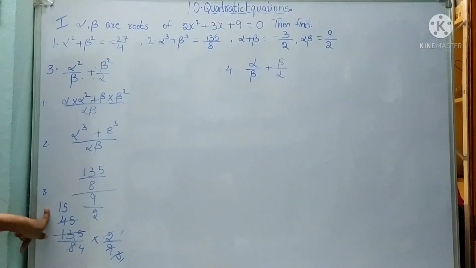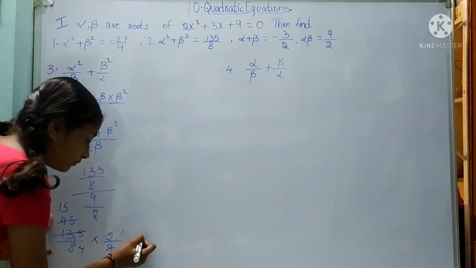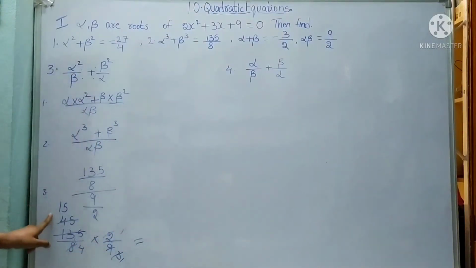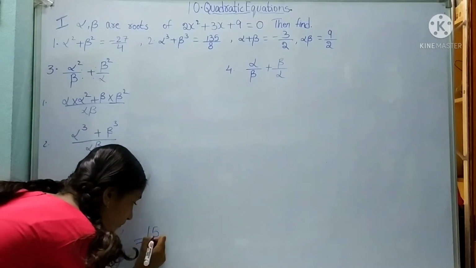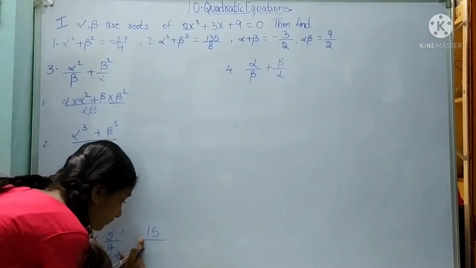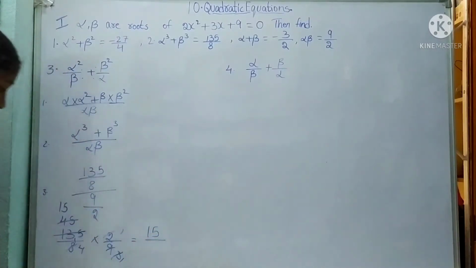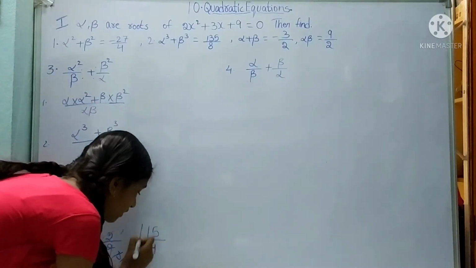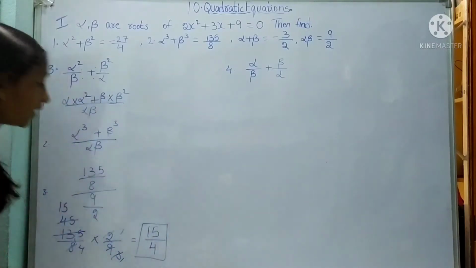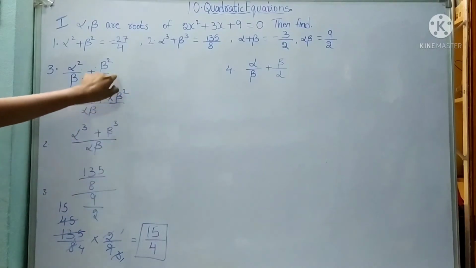So here 15 by 4 is the answer. See here, write the answer: 15 into 1, 15 by 4 into 1, 4. So what is the answer? 15 by 4 is the answer for this one.